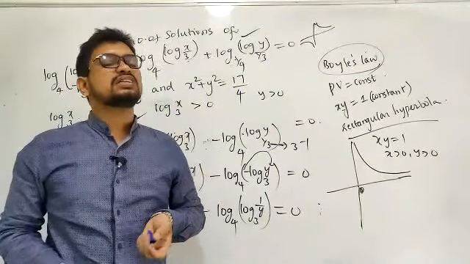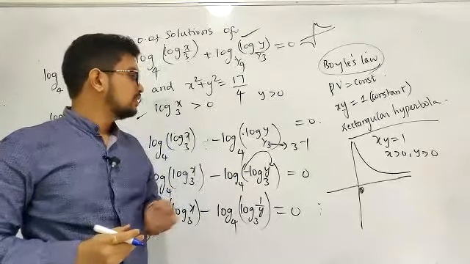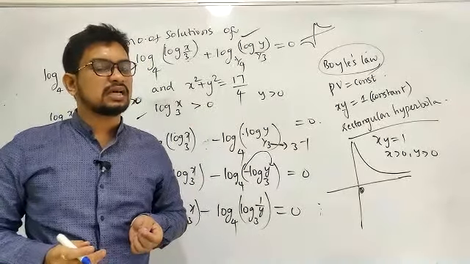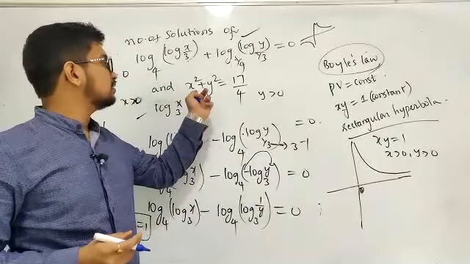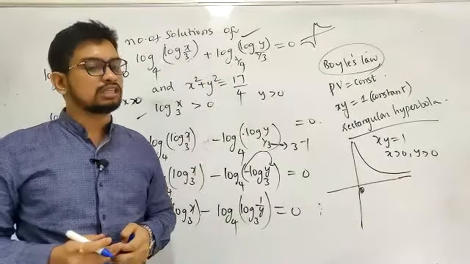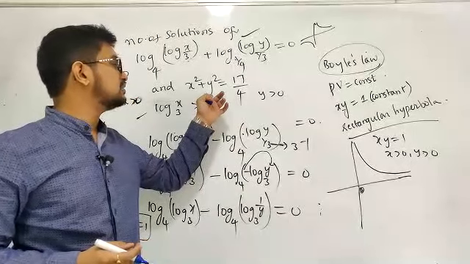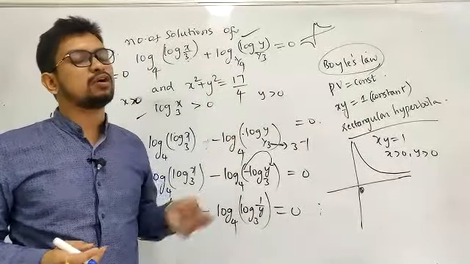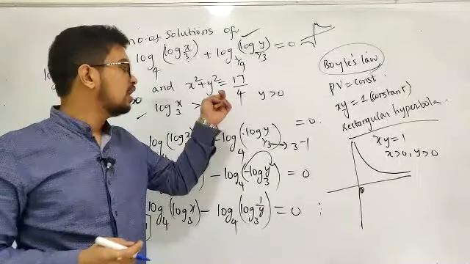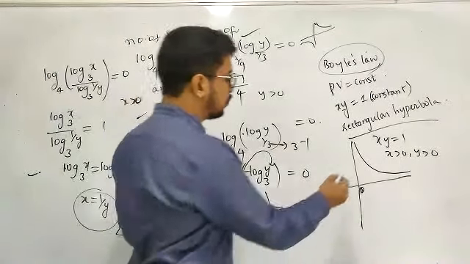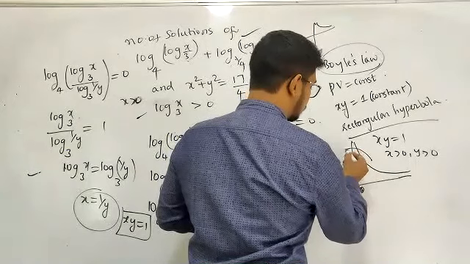The second one, I told you, is always a circle. It's a circle such that x square plus y square is equal to 17 by 4. It's a circle with center 0, 0 and radius under root of 17 by 4, and the rough diagram looks something like this.